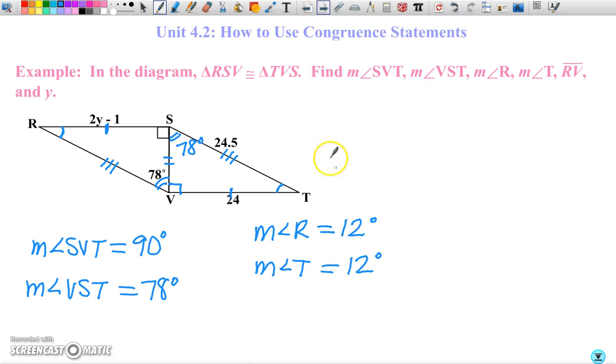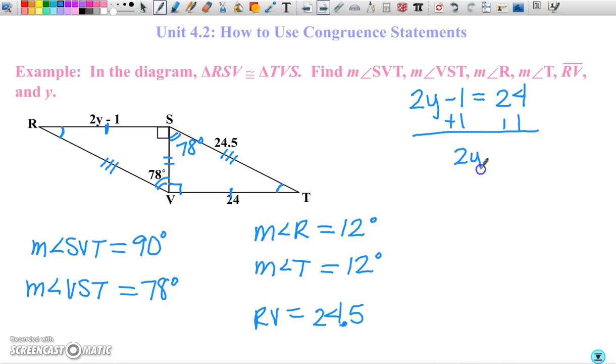And then we have side lengths, so RV, which is marked with the 3 lines, is congruent to this one, which is marked with the 3 lines. So RV is equal to 24.5. And then we have to find RS, or y anyway. So to find y, we know that RS is congruent to VT. So to find that, we'll take 2y minus 1 and set it equal to 24. So add 1 to both sides to get 2y equals 25. Divide by 2, and you end up with y equals 12.5. So there's all your information.